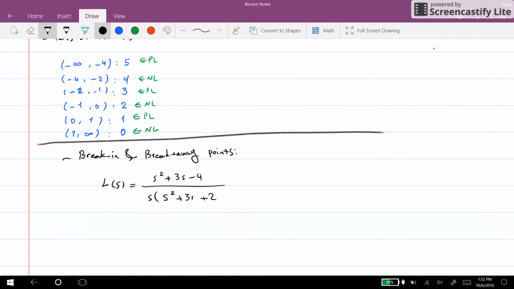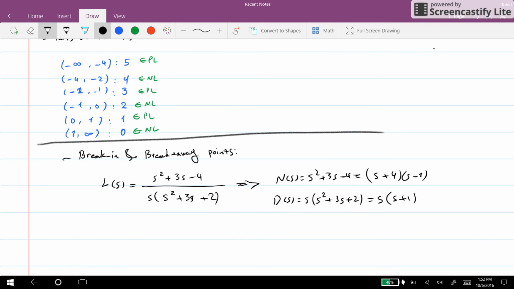So from here we have N given as S squared plus 3S minus 4, or S plus 4 times S minus 1, and D of S is provided as S times S squared plus 3S plus 2, or in the form of S times S plus 1 times S plus 2. And what we need to do here is to find out N prime D minus D prime N equal to 0, and from there we find the roots, and those roots could be the break-in or breakaway points for us.